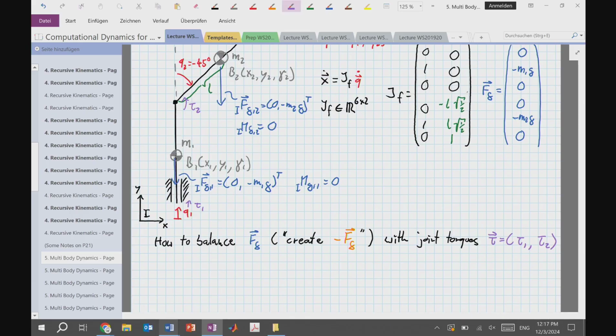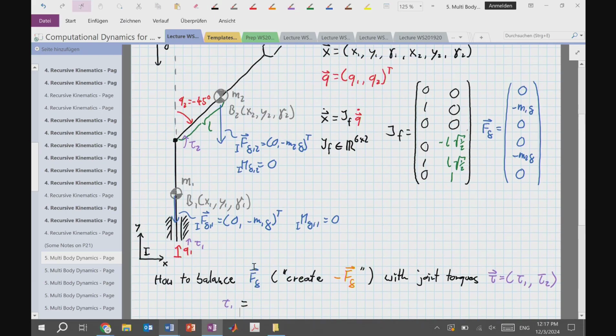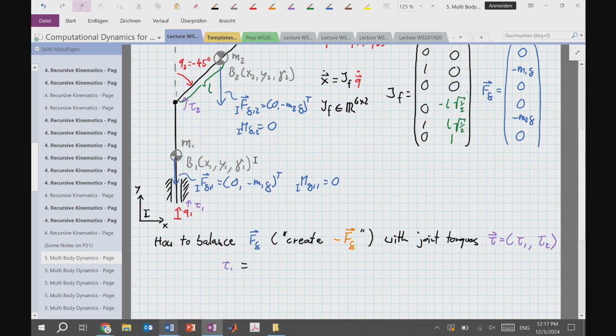Good. How large should my motor torques be? So how large should I set tau 1? Without doing any fancy math yet, just by looking at the problem, how large does the force have to be at the motor? G times m1 plus m2. Yeah. So I basically have to push both masses upwards against gravity. So tau 1 is m1 g plus m2 g. How large does tau 2 need to be?